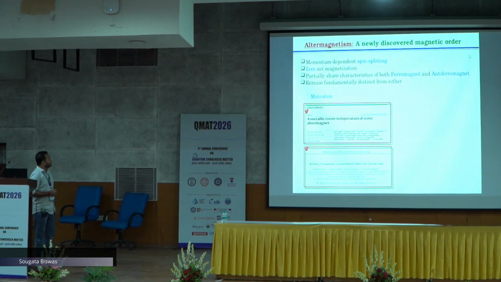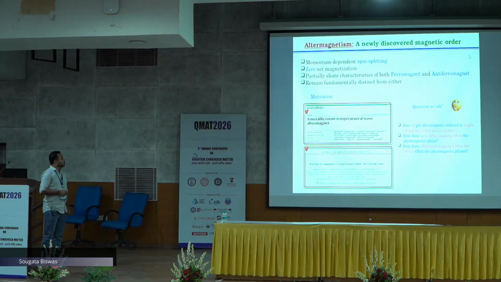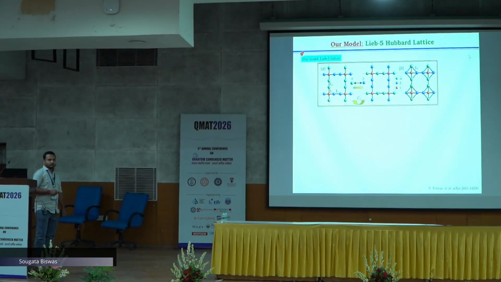So, here is the motivation for my present work. These types of altermagnetic orders have already been realized in ultracold atomic systems. Now, the question we can ask is: how can we get the altermagnetic order in a single-orbital decorated lattice model, how does spin-orbit coupling affect the different types of altermagnetic phases, and how does the introduction of additional hopping within the lattice affect the altermagnetic phases? Based on our Lieb-lattice Hubbard model, I will answer all of these questions.